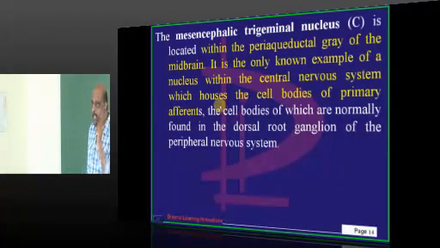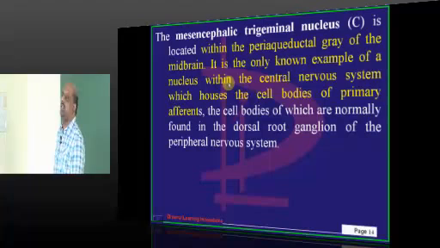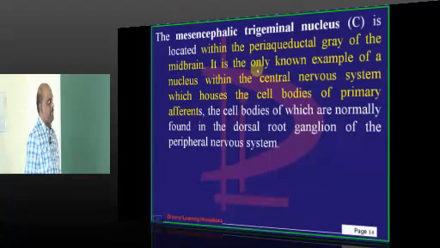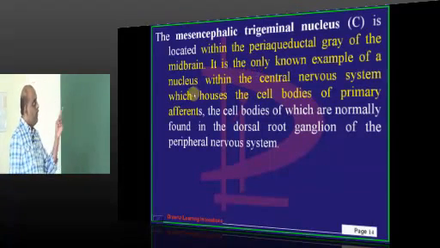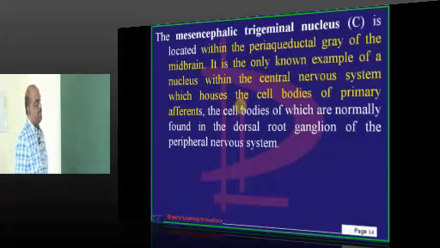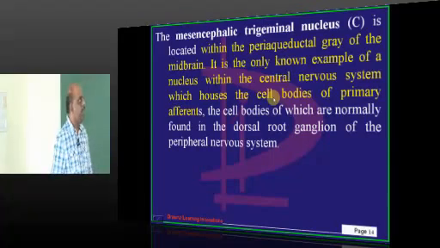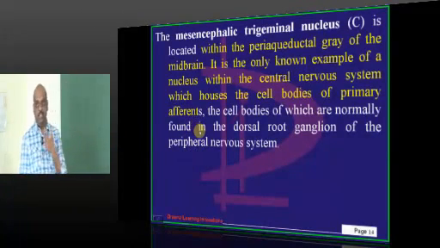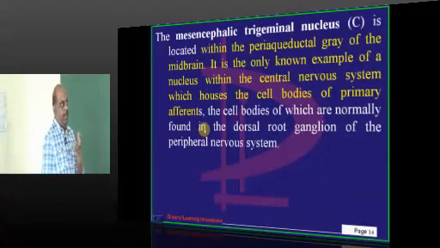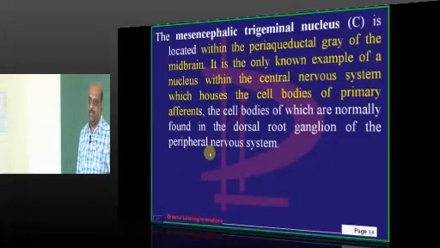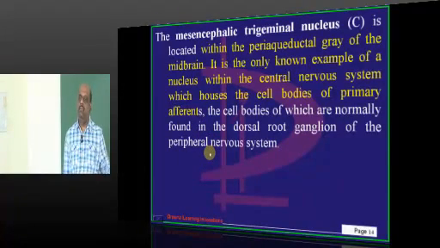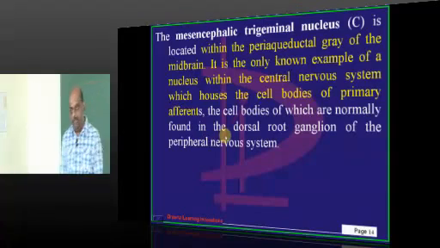There is one more speciality for the mesencephalic nucleus of the 5th cranial nerve. What is that? It is the only nucleus in the CNS which has the cell bodies of the primary afferents. See, fundamentally what are the two kinds of nerve fibers we have, which bring information, which take information? Afferents, efferents.